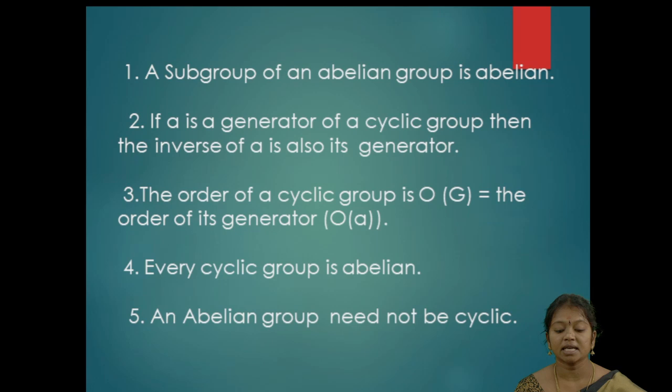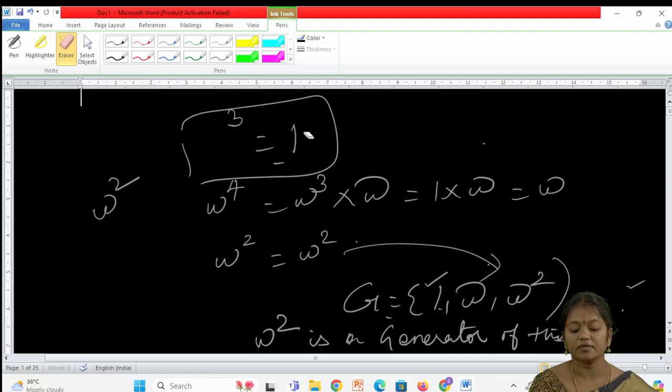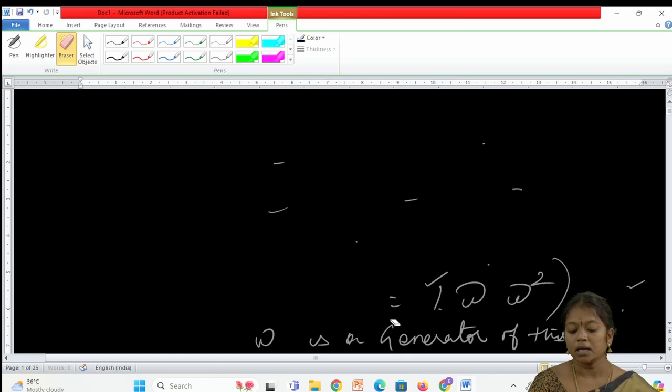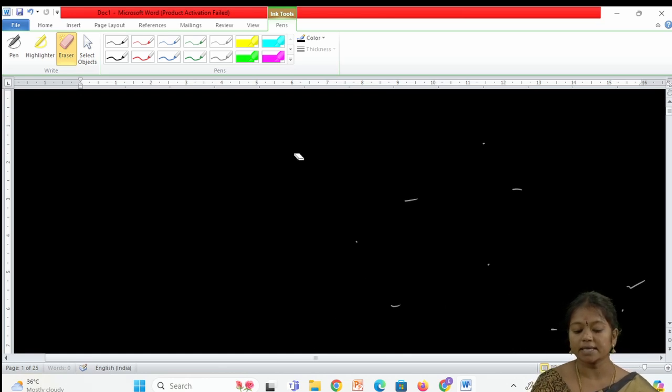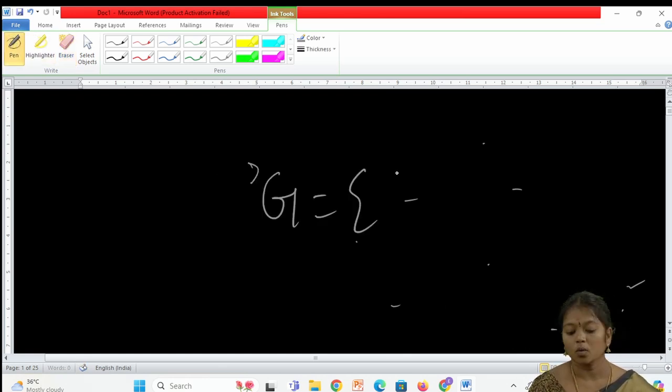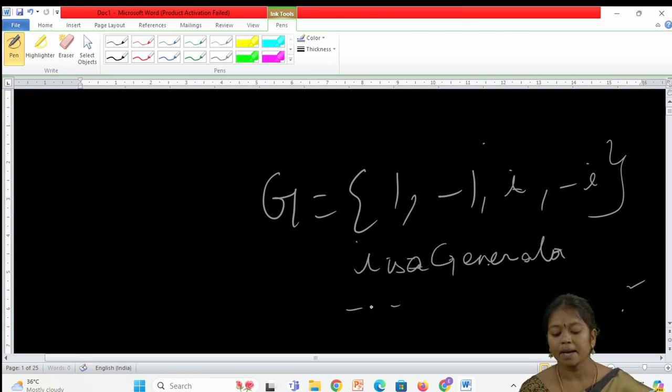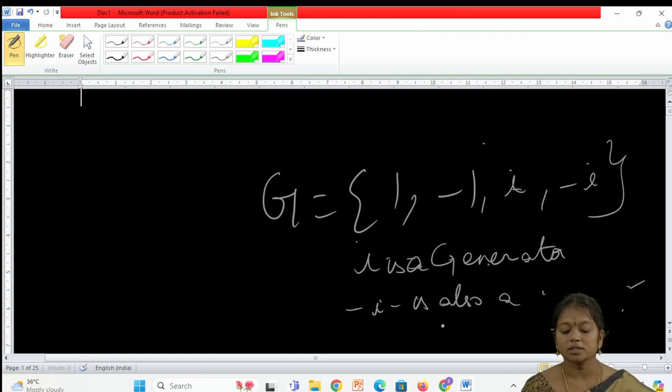If A is a generator of a cyclic group, then the inverse of A is also its generator. If A is a generator, then the inverse of A is also a generator of the same group. Before that, we have seen one example. G equals 1 comma minus 1 comma i comma minus i. In this group, i is a generator of this group G. Similarly, minus i is also a generator of this group. So, this statement is true.